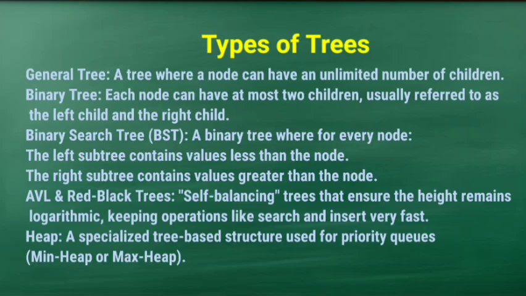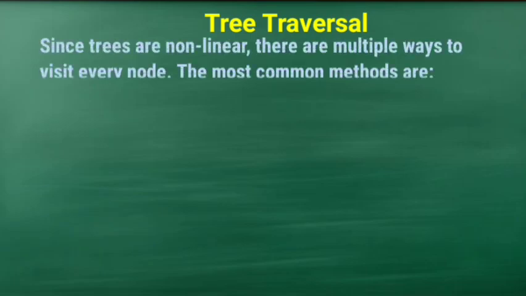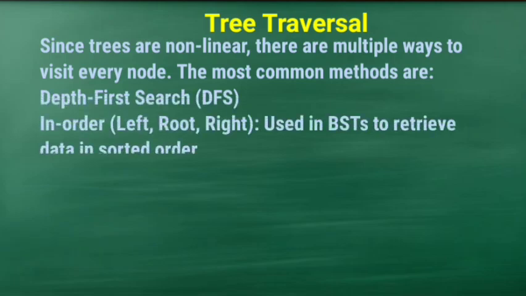4. Balanced trees, AVL, red-black. These are self-adjusting trees that ensure the height remains minimal, preventing the tree from becoming a skewed line, which would make it as slow as a linked list. 5. Heaps, a special type of tree used for priority queues. A max heap ensures the root is always the largest element, while a min heap ensures the root is the smallest.